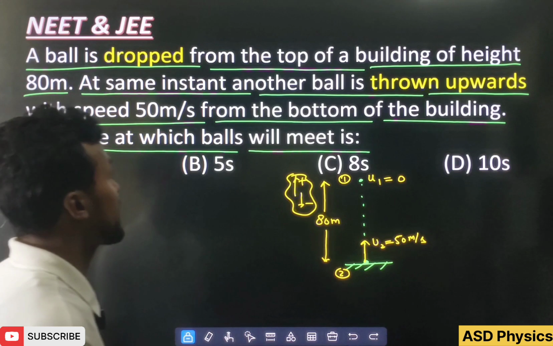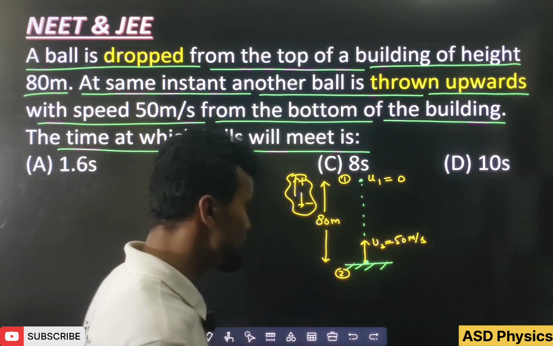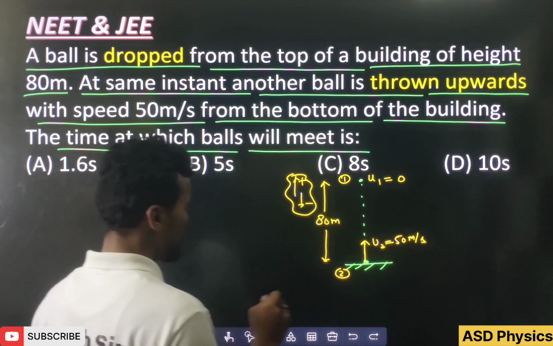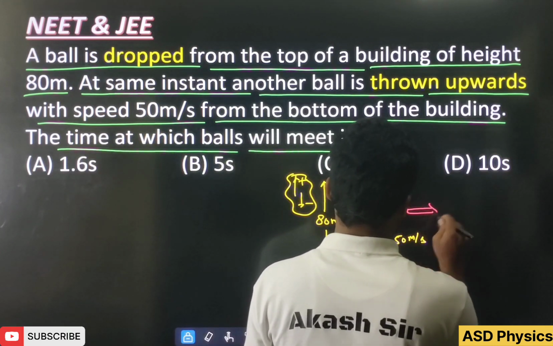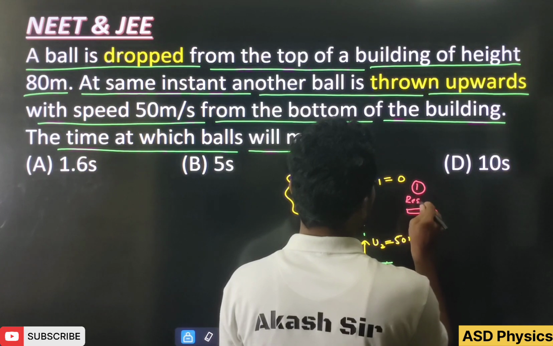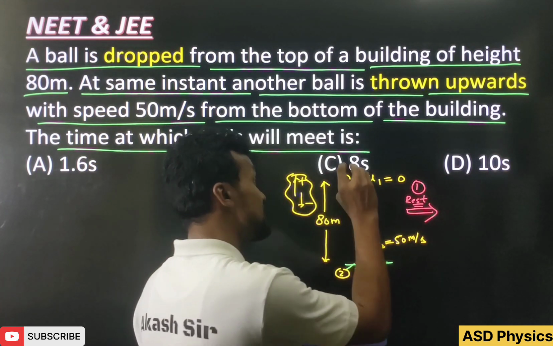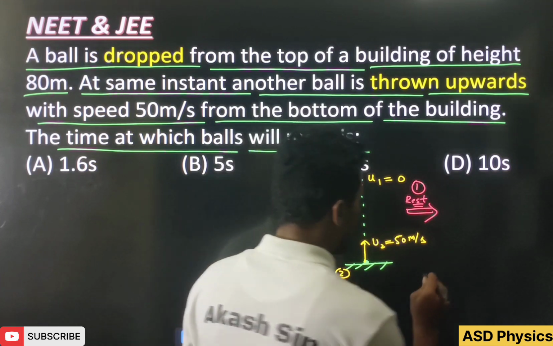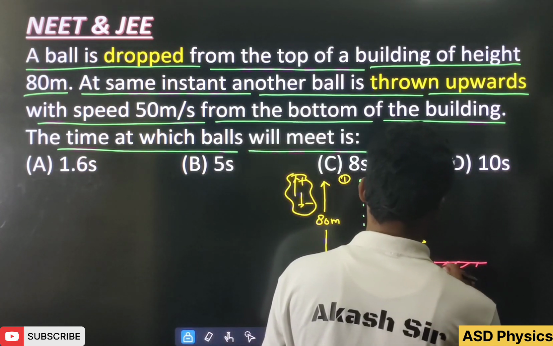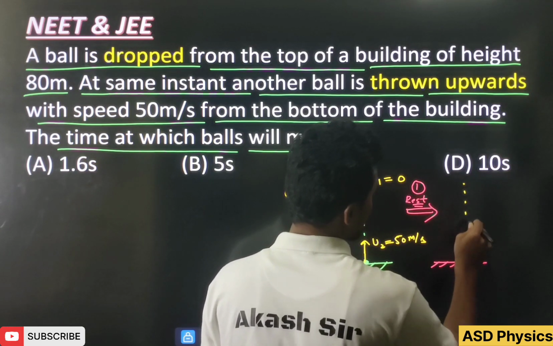They are asking the time at which the balls will meet. Ball 1 is going down, ball 2 is going up. Now you see the magic. What magic is there? I am going to stop ball 1. Ball 1 is going to come to a rest situation. Magically, virtually, ball 1 is in the air itself in a rest situation. Now ball 1 will be in a rest situation.